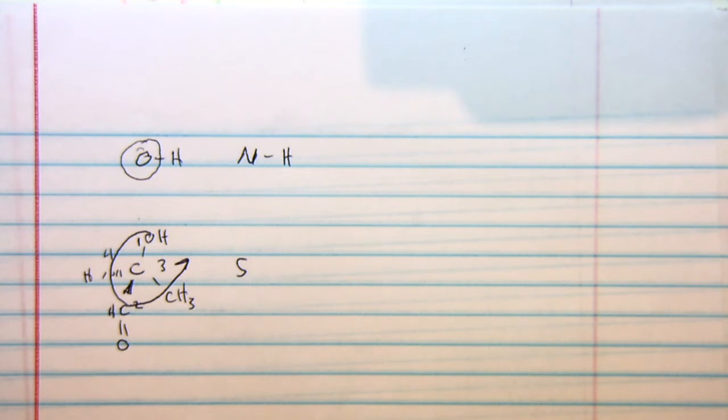So let's go to number 5. Which one of these are meso isomers? So what do you guys think? Which one of these are actually meso? 1, 2, and 3. 1, 2.